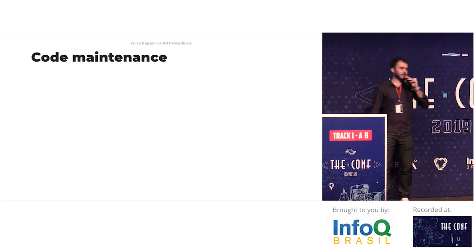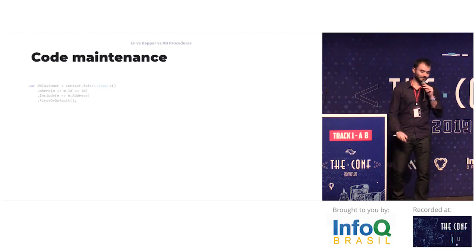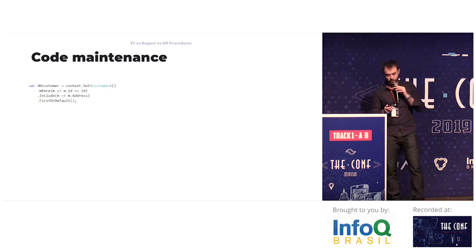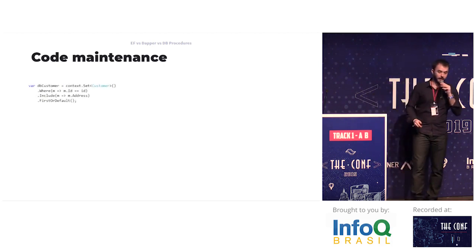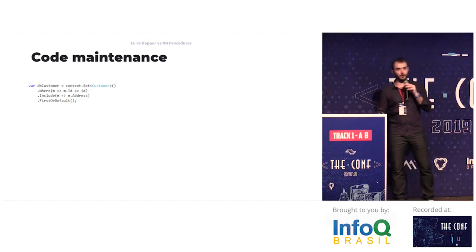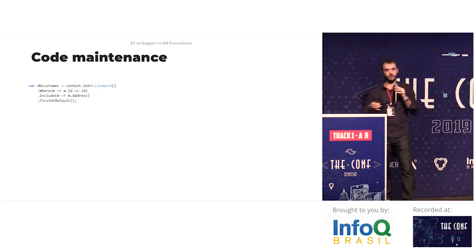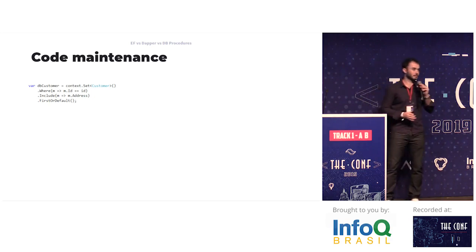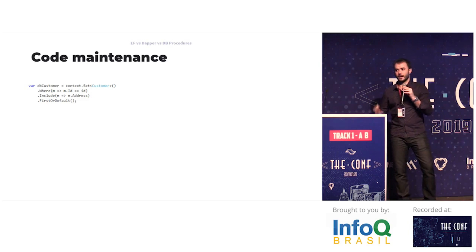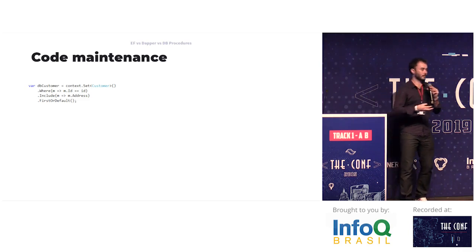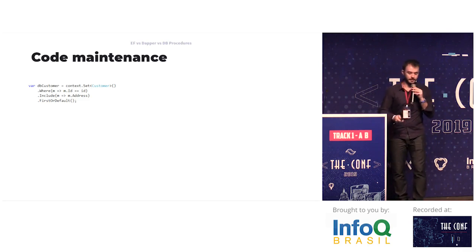So when we make this move, let's talk a bit about code maintenance. Well, we have this sort of code in C# here. It is Entity Framework basically doing everything for us. It will get a customer from its ID, and that's it. Everything is controlled inside the IDE. If we change a variable, if we change a column, everything is tracked.